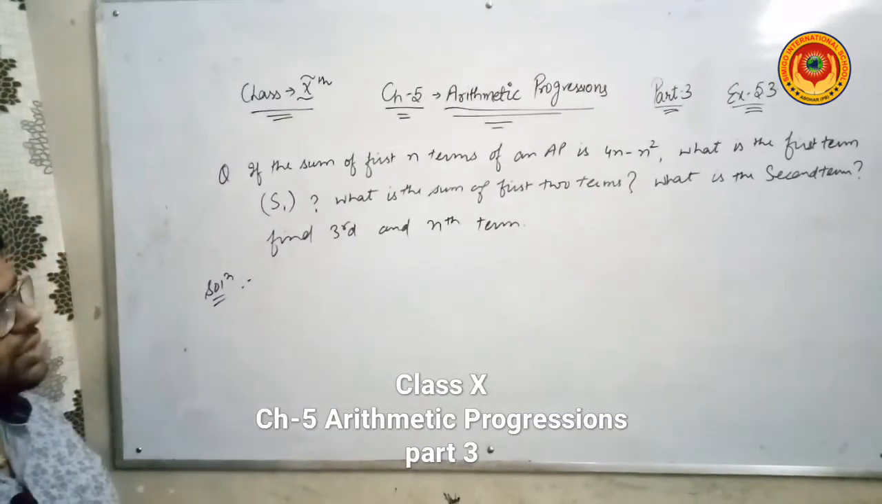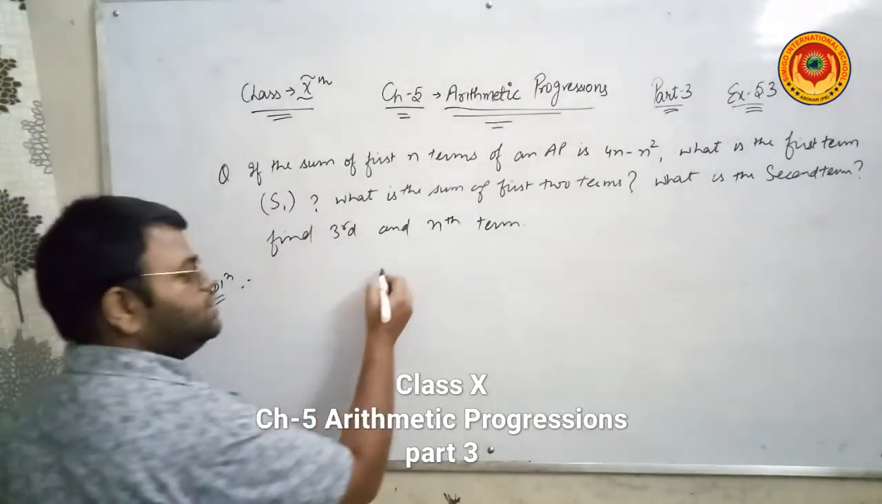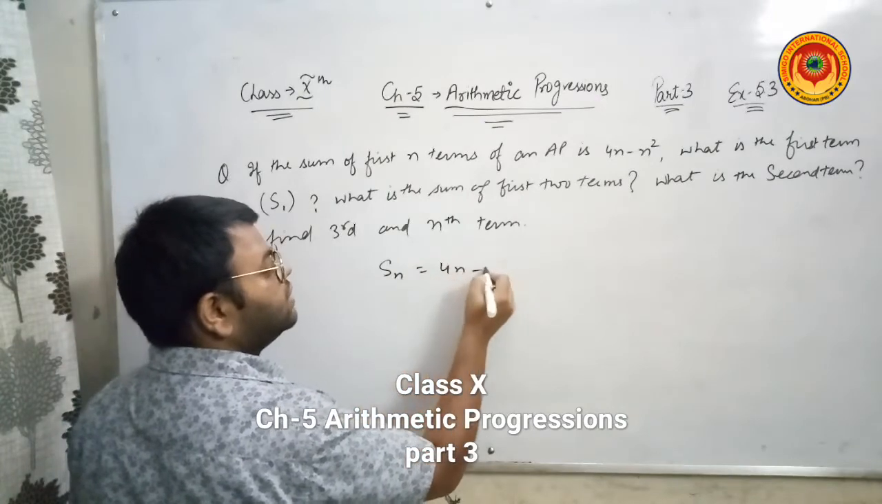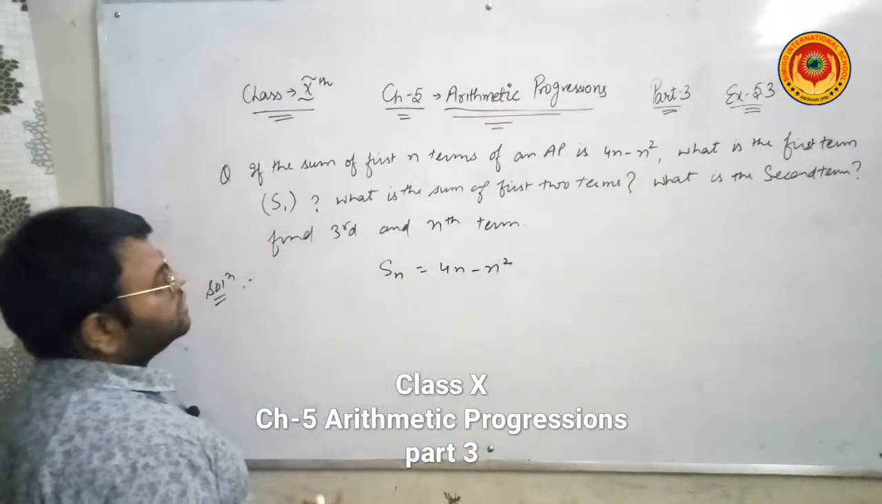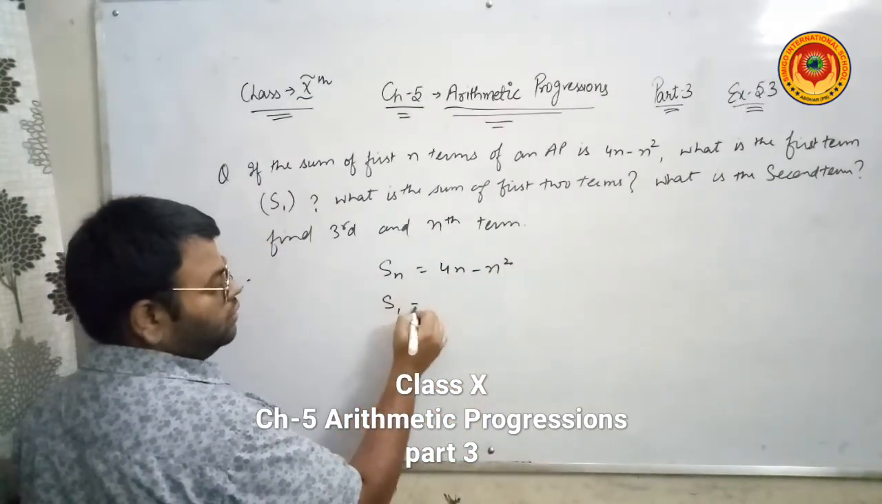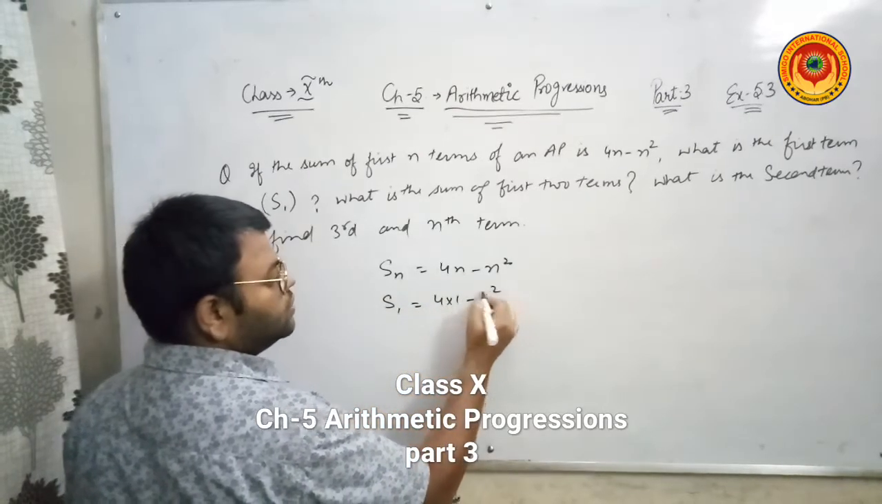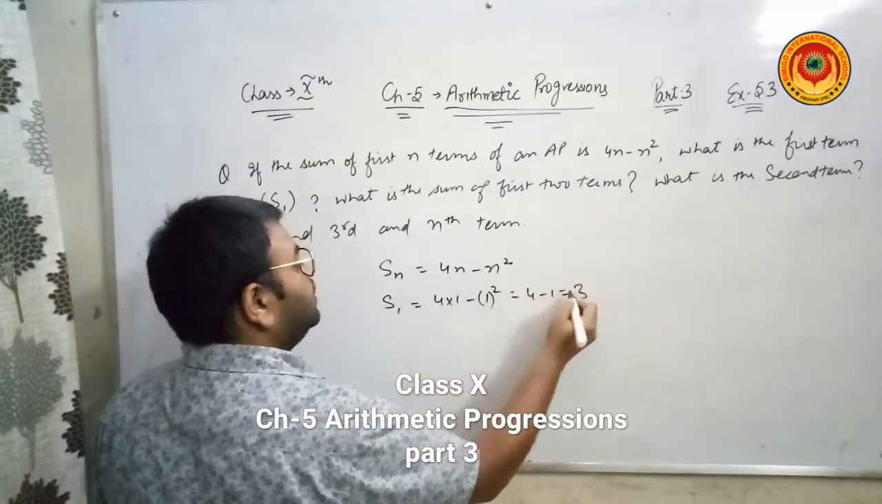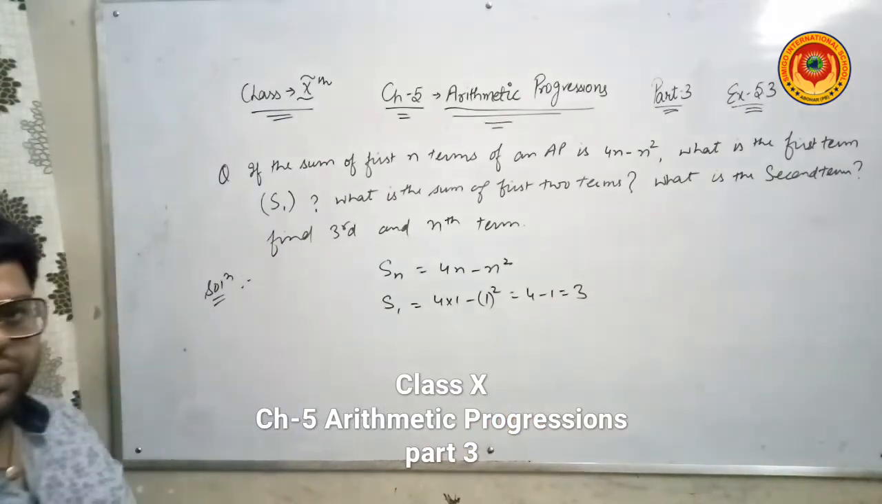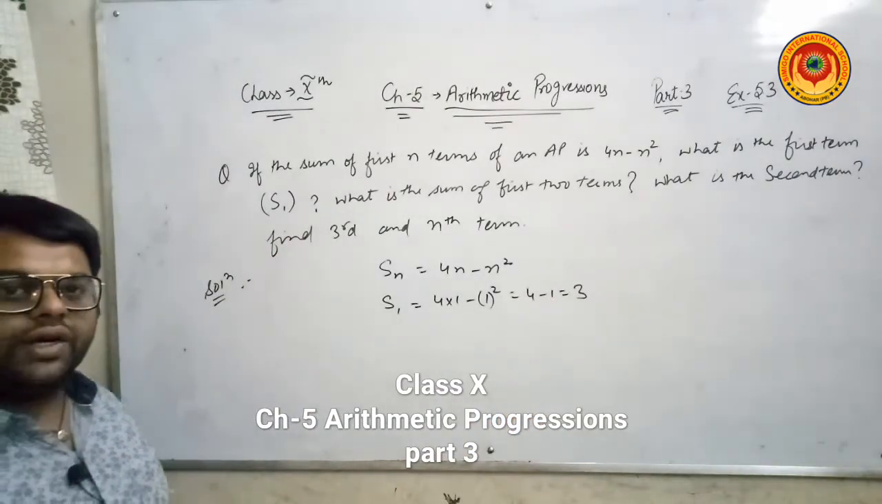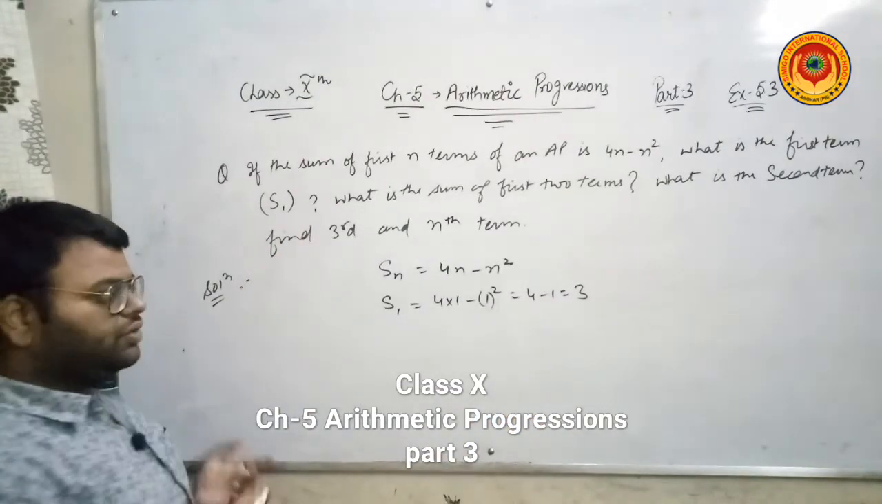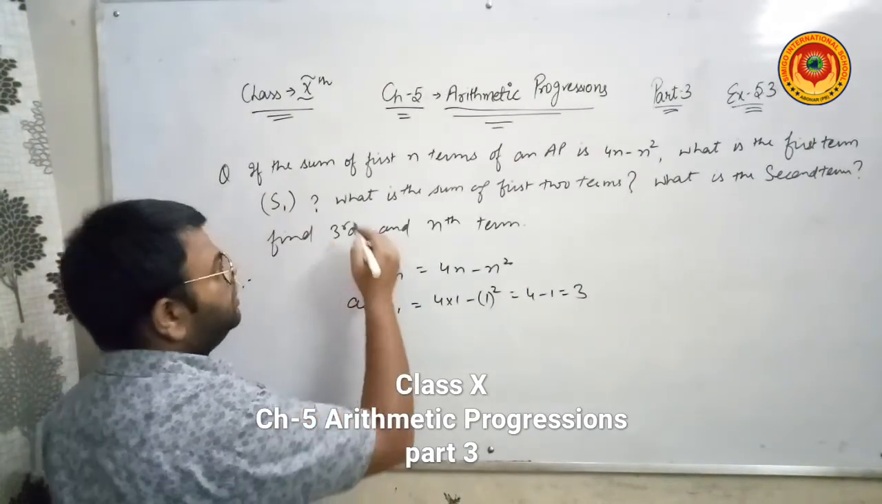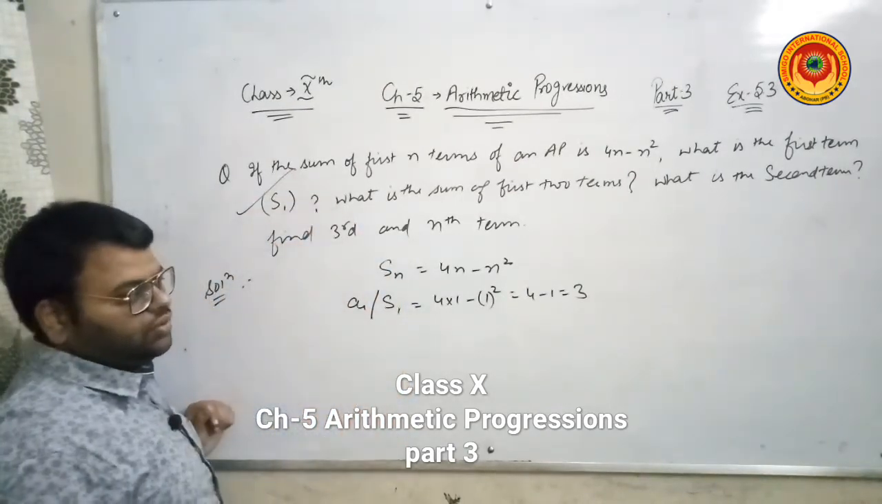Question is if the sum of first n terms of the AP, that means Sn is 4n minus n square. What is the first term? Just put n 1, 4 into 1 minus 1 square. That is 3. Sum of one term or first term, both are same. Why? The sum of one term alone, its sum or the first term, both are the same things. Means the first point is your answer.